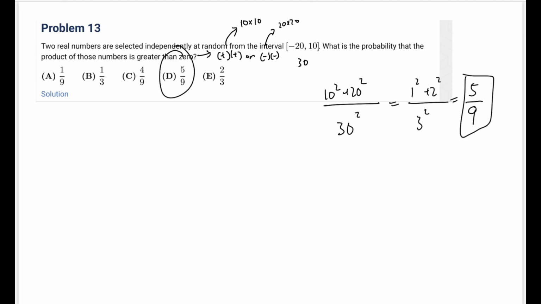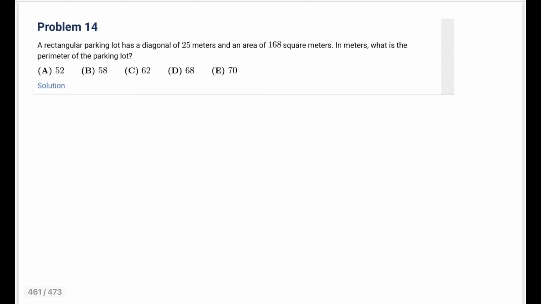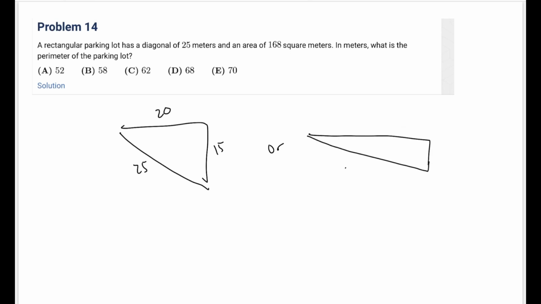The answer is D. Number 14, a rectangular parking lot has a diagonal of 25 meters and an area of 168 square meters. In meters, what is the perimeter of the parking lot? Okay, so if we see that a diagonal is 25 meters, then two things must spring to mind. It's the 5 4 3 triangle, so it will be 25, 20, and 15, or it could be like this. So it could be a 25, 24, and 7 triangle. They are both right triangles. Let's try this one first.